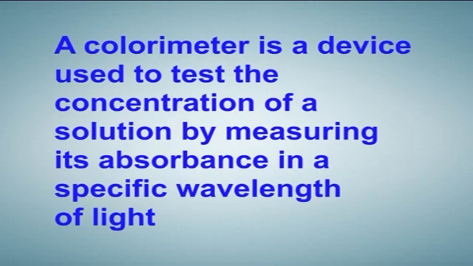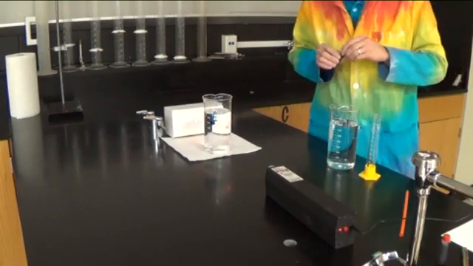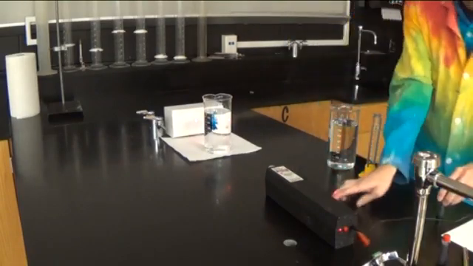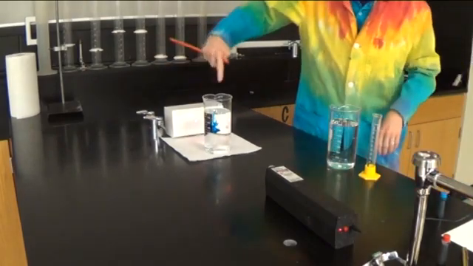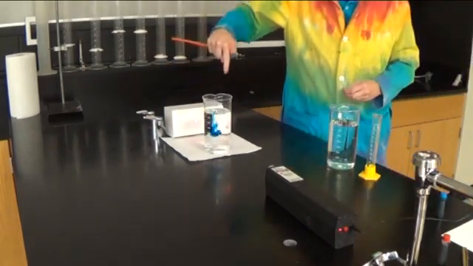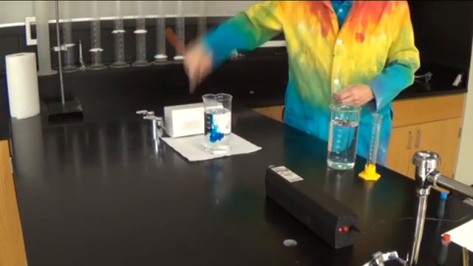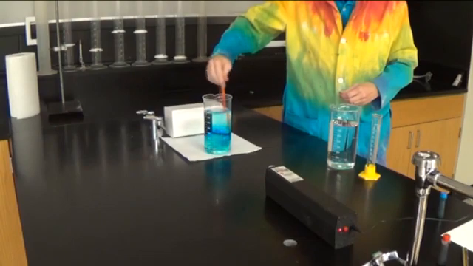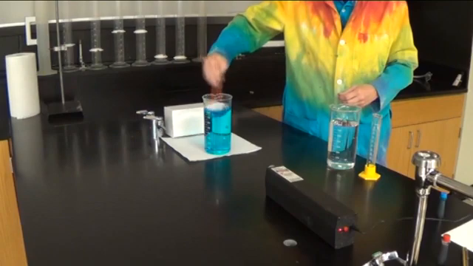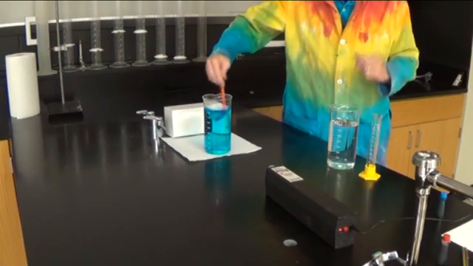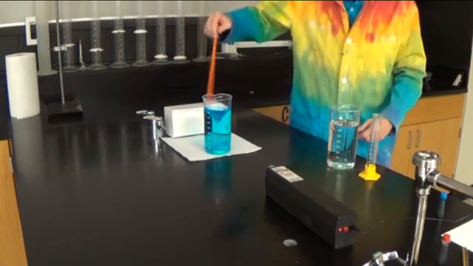A colorimeter is a device used to test the concentration of a solution by measuring its absorbance at a specific wavelength of light. To use the colorimeter, different solutions must be made, including a control or reference of known concentration. The color or wavelength of the filter chosen for the colorimeter is extremely important, as the wavelength of light that is transmitted by the colorimeter has to be the same as that absorbed by the substance being measured.